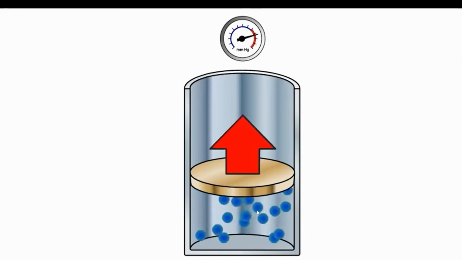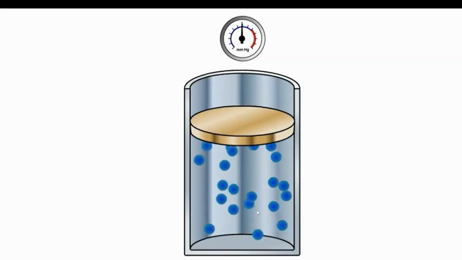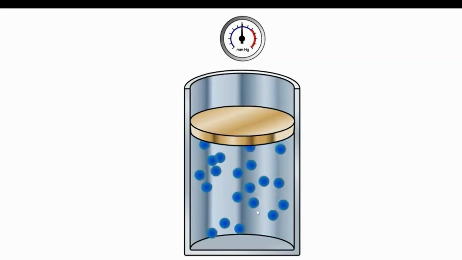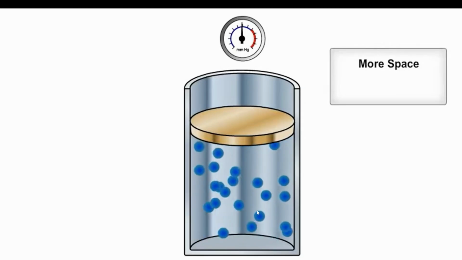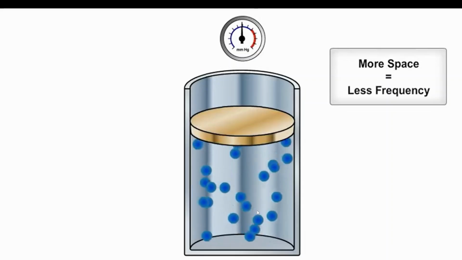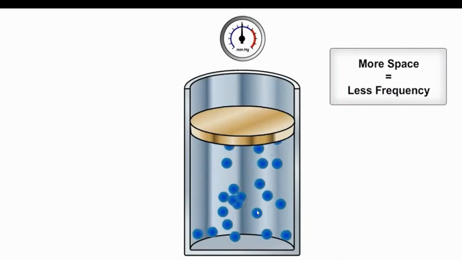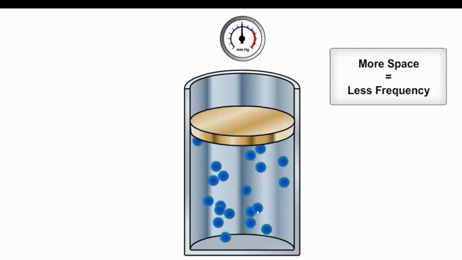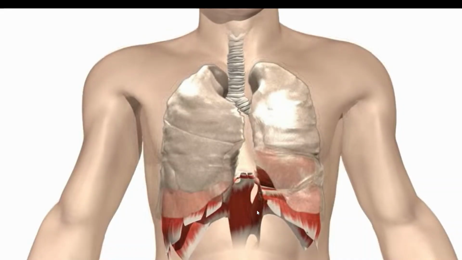Conversely, if the piston is pulled up, the available space inside the cylinder is increased. This means that the gas molecules have more space to move around in, with the effect that they strike the walls of the cylinder with less frequency. In this case, as the volume doubles, the pressure is reduced to half. And it's these differences in pressure, caused by changes in lung volume, that allow us to breathe.